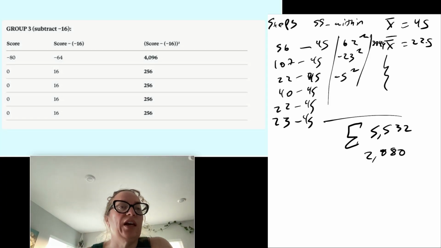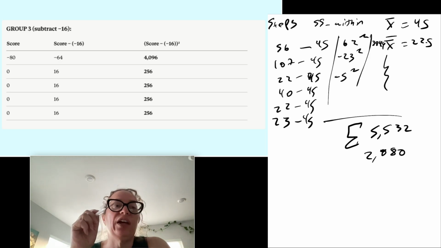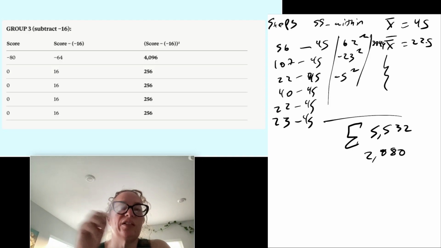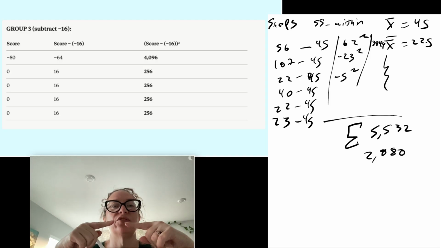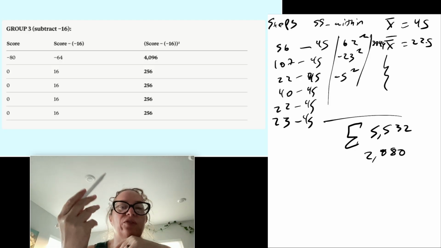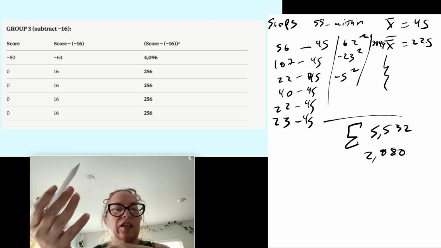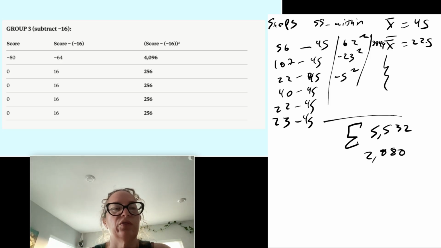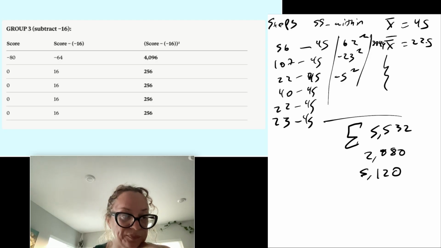So for this group, the average is negative 16. So score 1 is negative 80, so negative 80 minus negative 16, which is actually the double minus cancel themselves out and becomes a plus. So negative 80 plus 16 is negative 64. Square it, 4,096. Do that over and over again. The rest of them all square out to 256. Add them all together. And for the Decatur group, you have 5,120, okay?